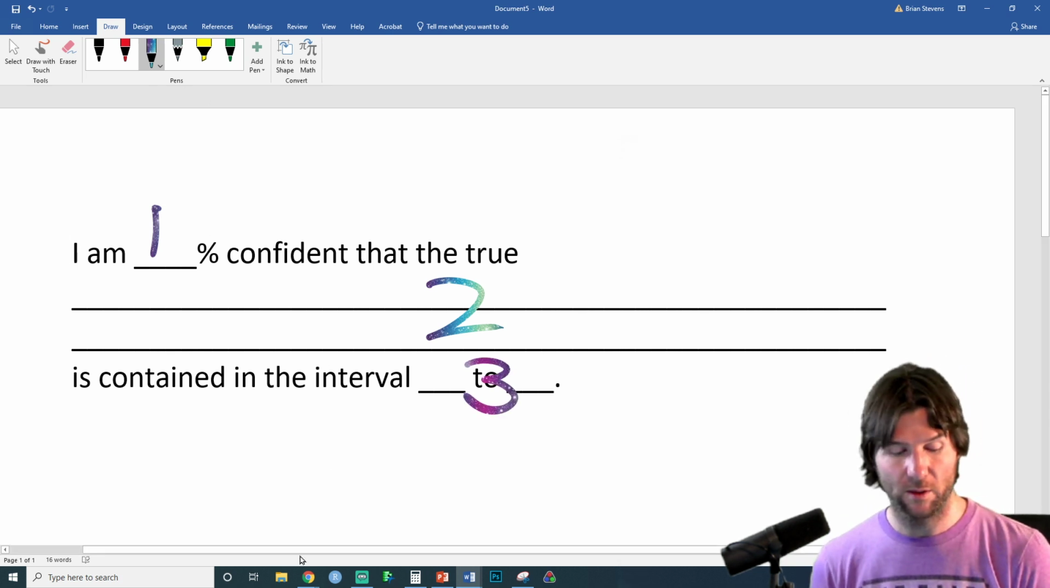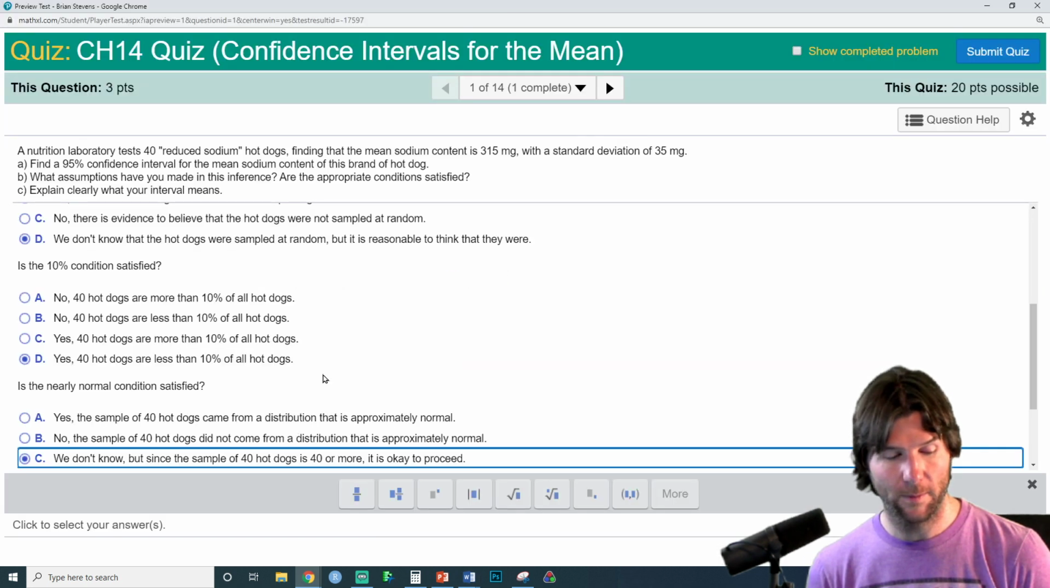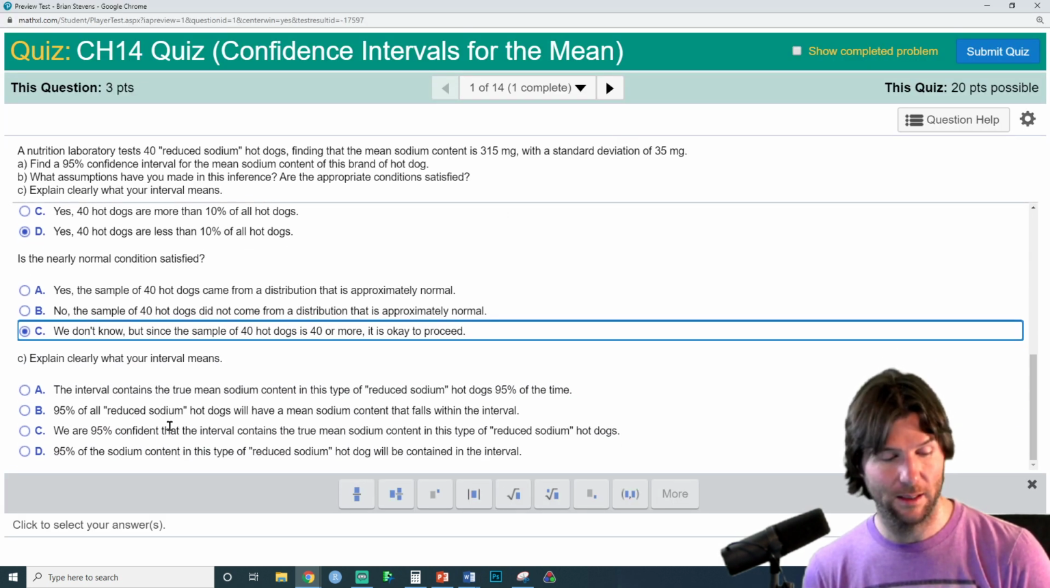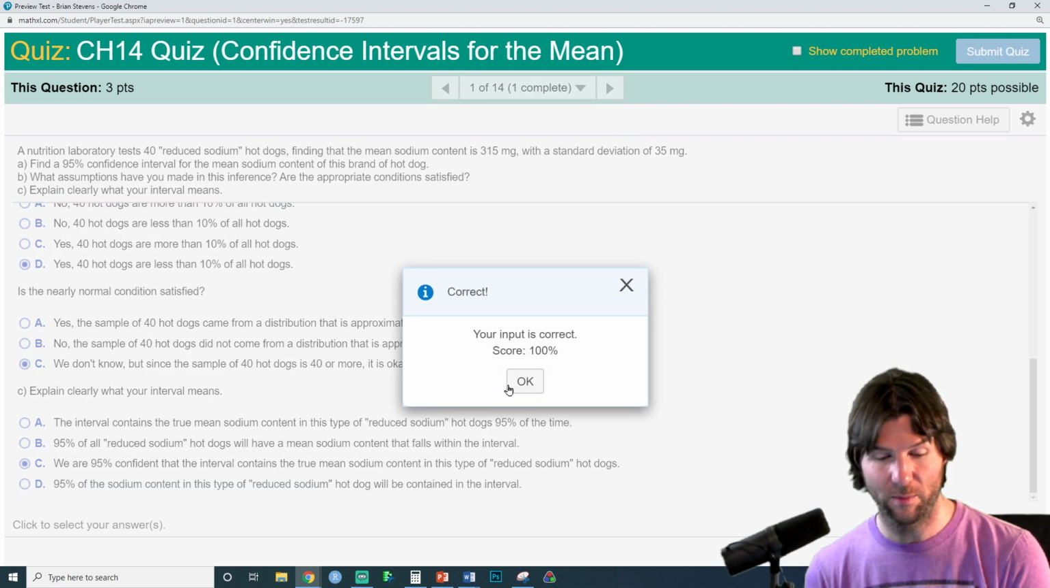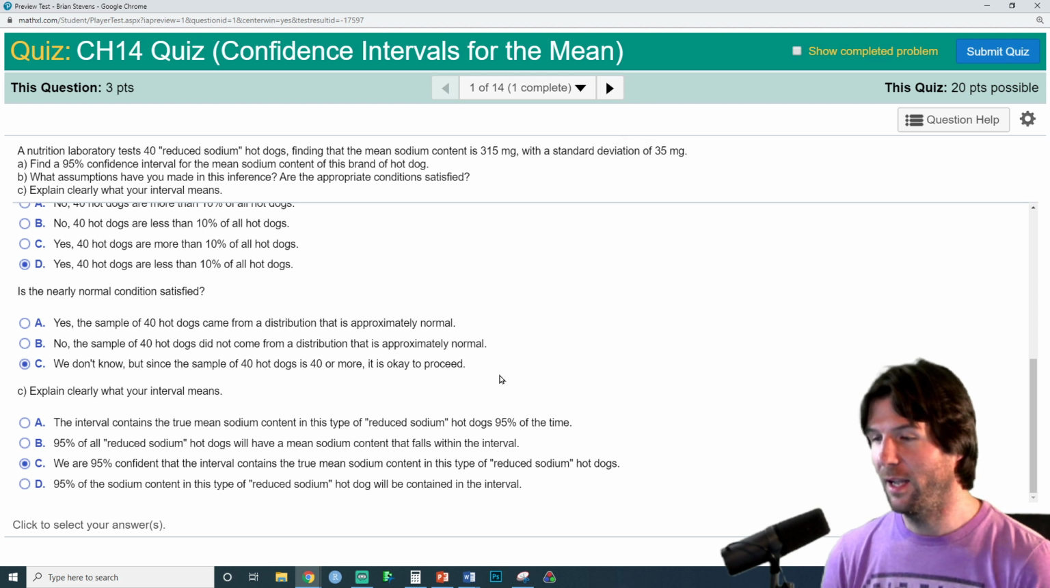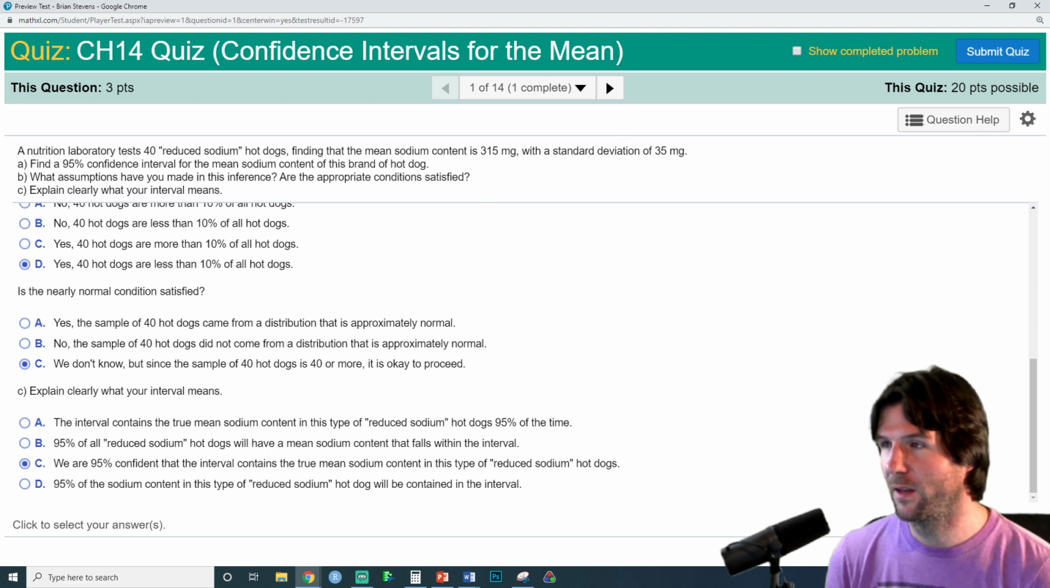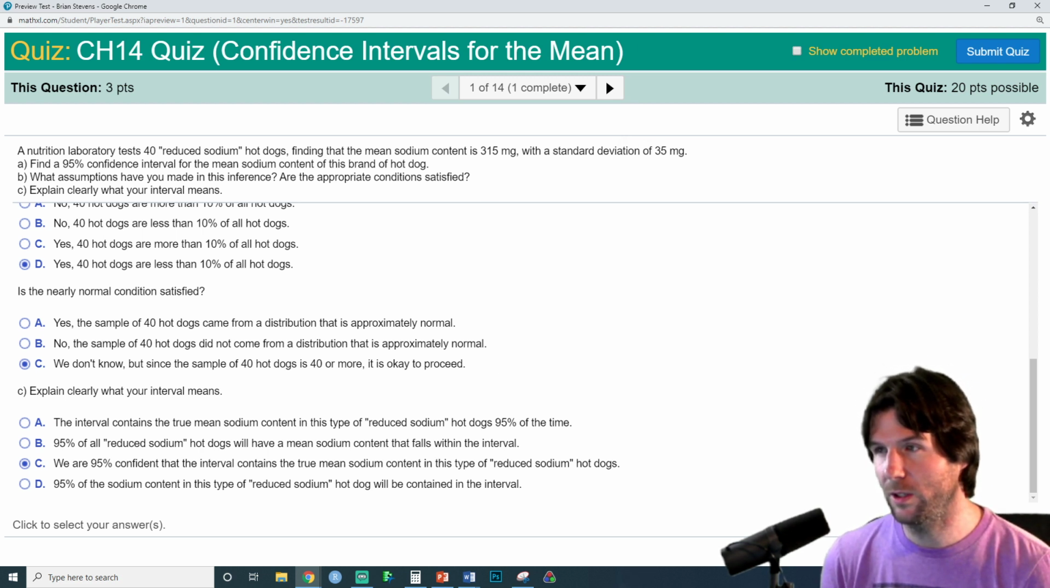So we have to find the one that follows this format right here. Let's take a look at it. The one that follows the format is: we are 95% confident the true mean sodium content is contained in the interval blank to blank. We got that 100. Of course we did. And so there was another question in here. What was the other question?